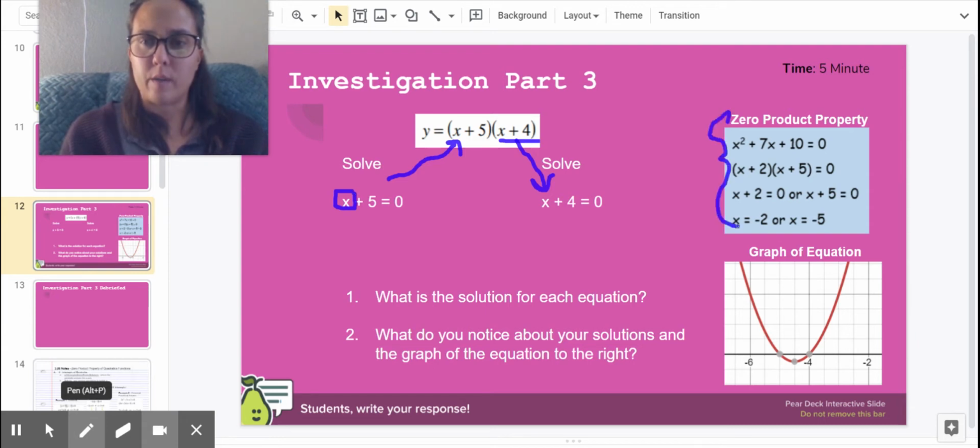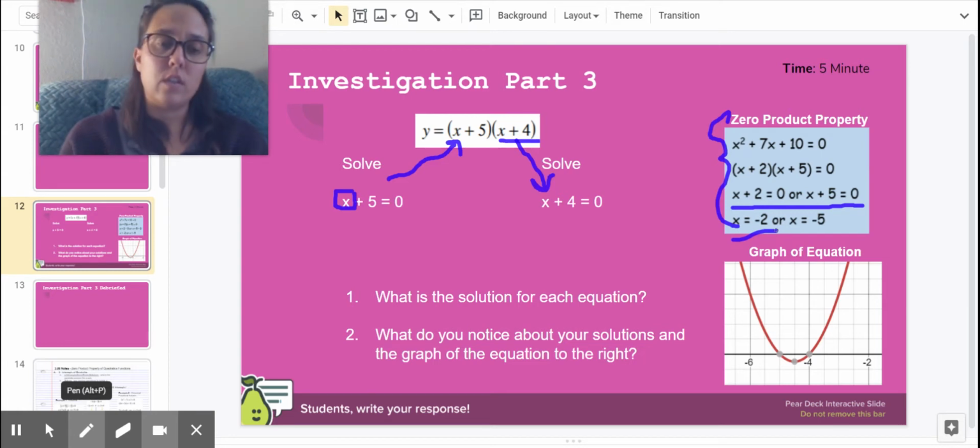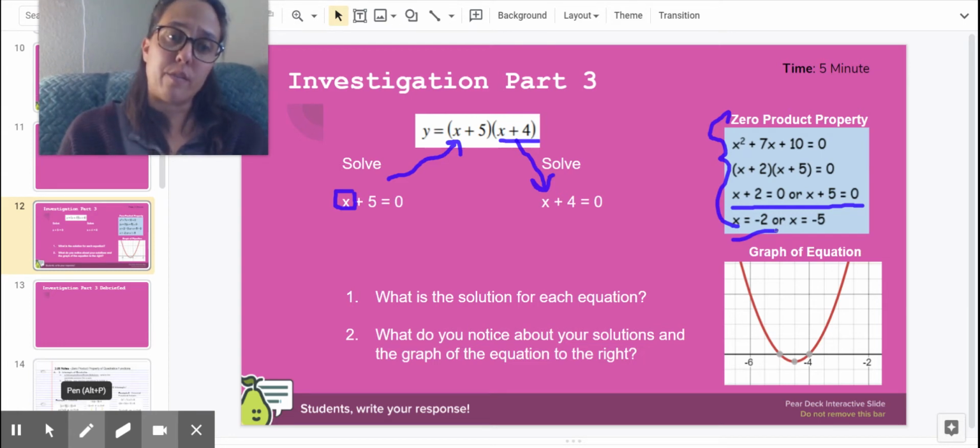And when I look over at my example over here, I notice that they did the same thing. So when I look at my example, I see that x plus 2 equals 0 became x equals negative 2. Well, that makes sense because they must have used opposite operations or inverse operations to move the 2. So I'm going to do the same thing over here with 5. So the opposite of plus 5 is minus 5.